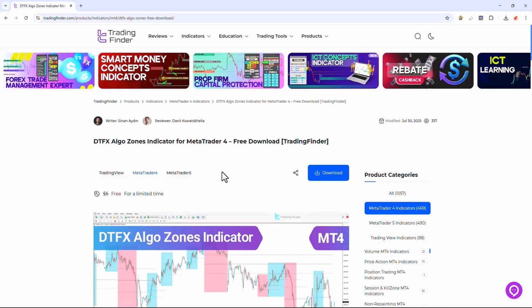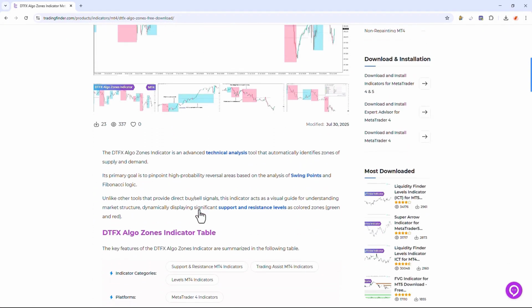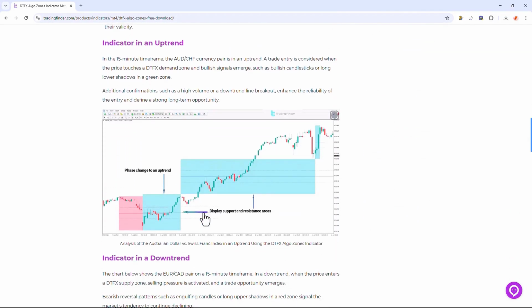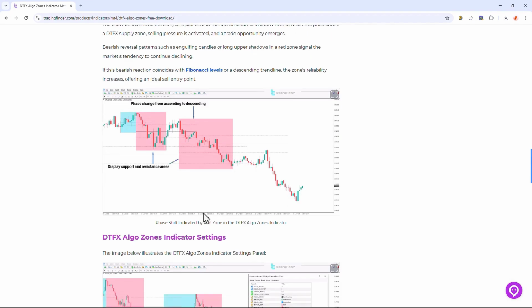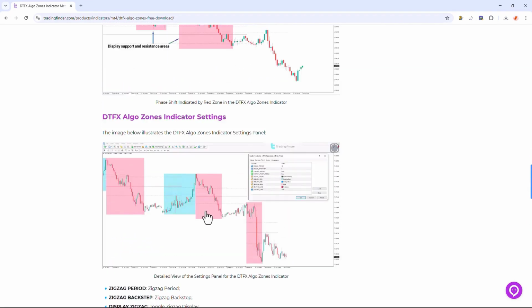The powerful and comprehensive DTFX Algo Zones indicator is readily available for various trading platforms on the official TradingFinder website. From this dedicated section, you can download the indicator file for both MetaTrader 4 and MetaTrader 5 platforms and run it on your preferred chart. Additionally, interested traders can read this informative page to gain a deeper understanding of how this indicator works and its extensive functionality.